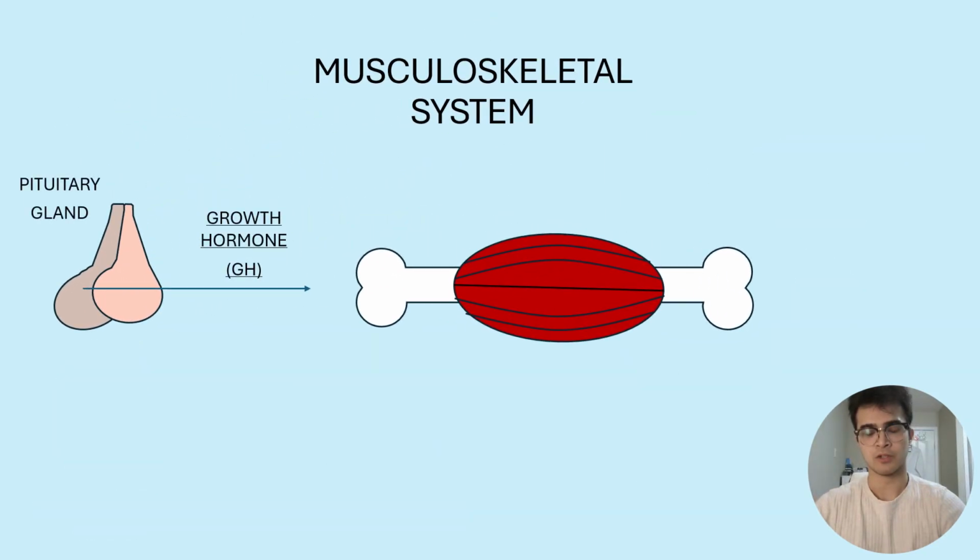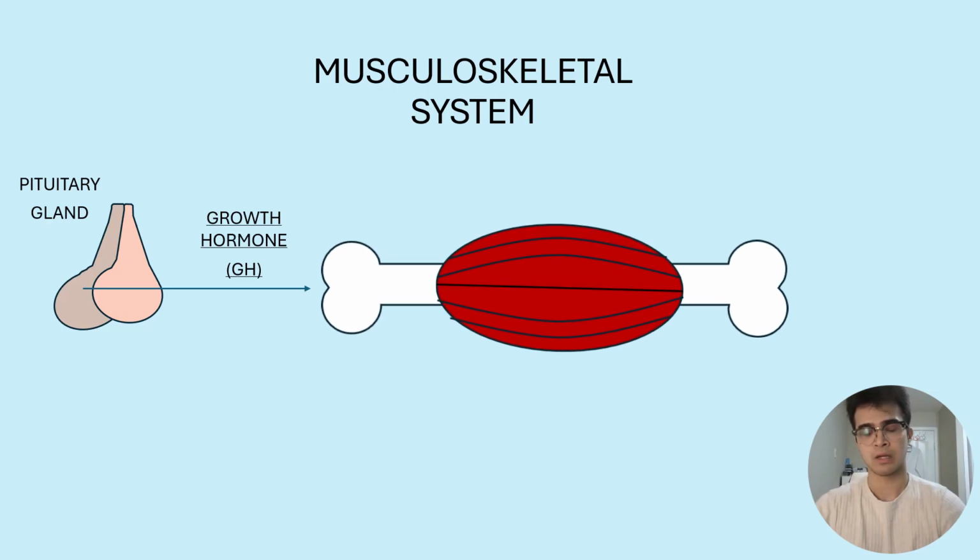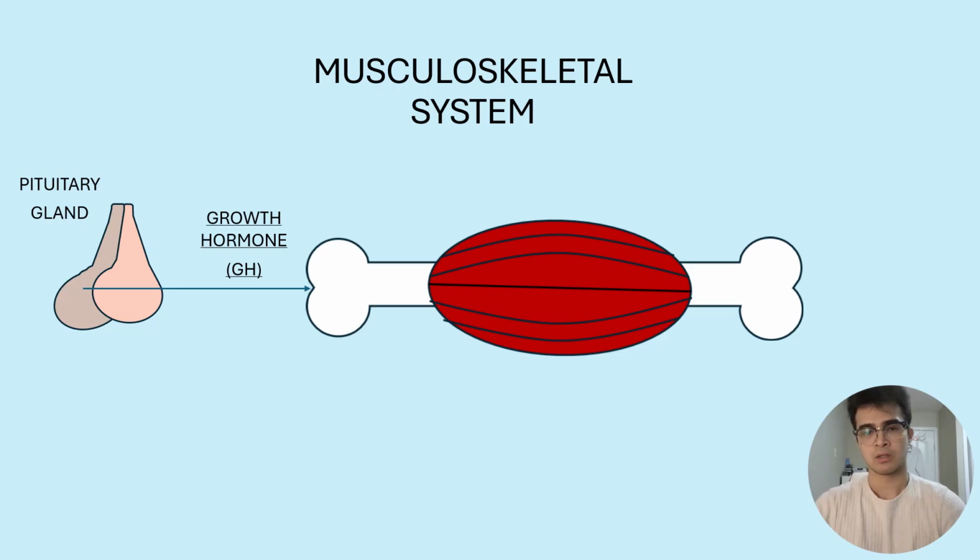So the first important pituitary gland hormone is called GH, or growth hormone. And essentially what it does is what's in its name, and it grows muscles and bones. You release a lot of this when you sleep and exercise, so make sure you do this during school.